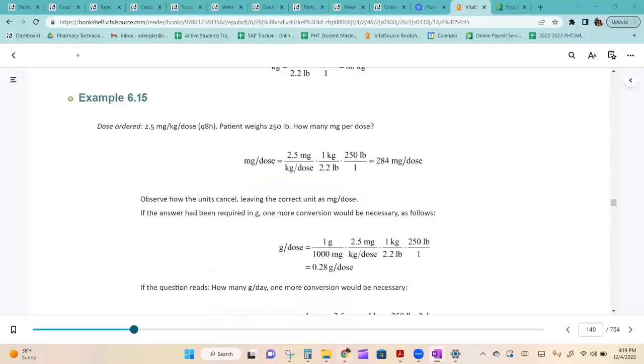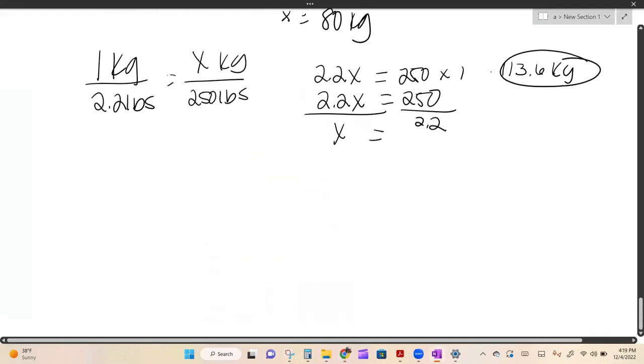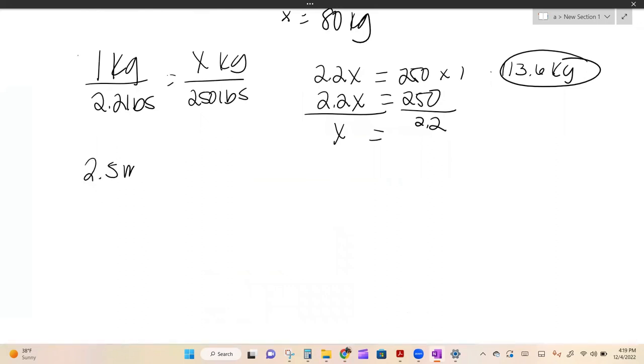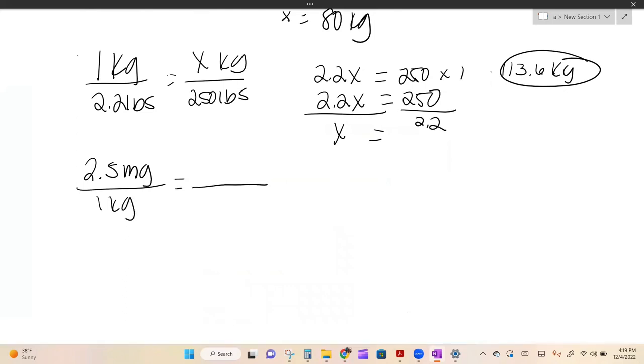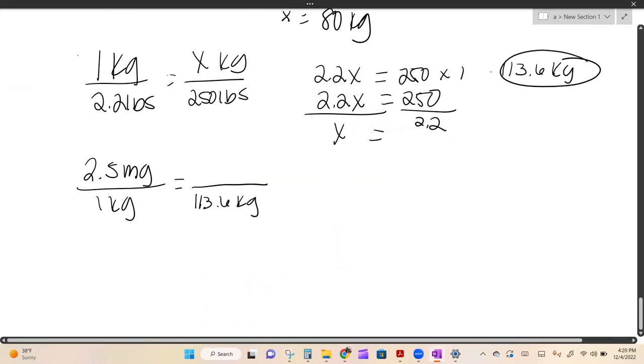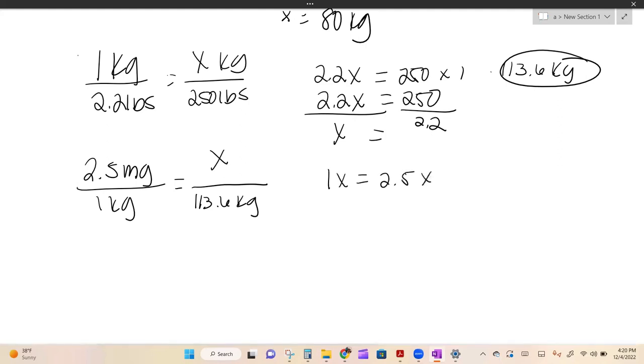And the medication should be dosed at 2.5 milligrams per kilogram per dose. So now I'm going to do 2.5 milligrams per kilogram on one side of a proportion. And then on the other side, I will plug in my 113.6 kilograms that I got from the previous problem. And then this would be my x. So this would be 1x is equal to 2.5 times 113.6.